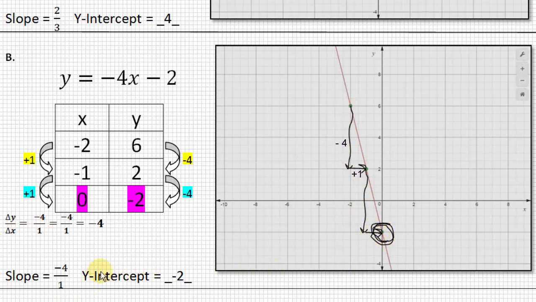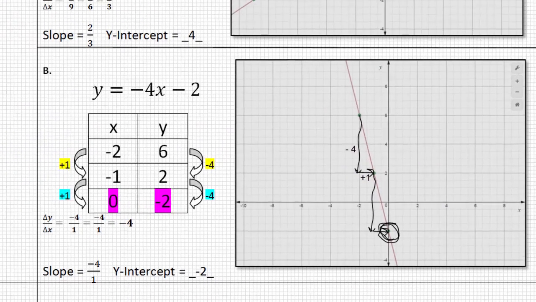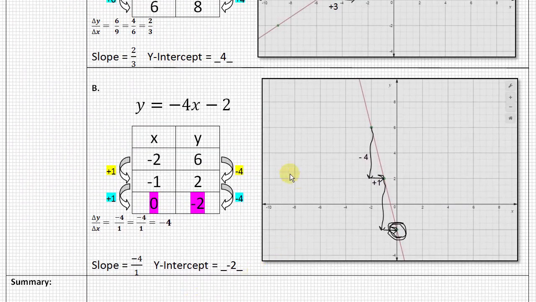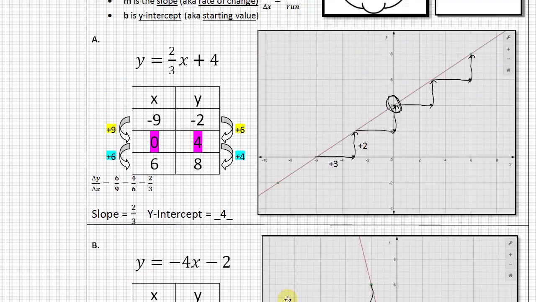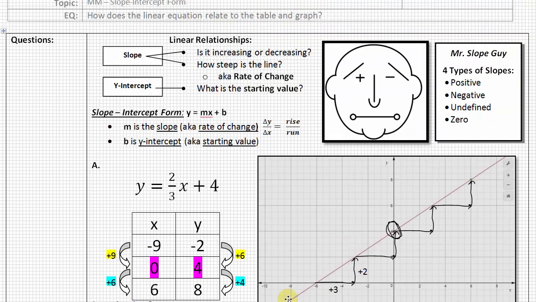So hopefully we're starting to see those connections in these three views. How to identify that slope and y-intercept in the equation, the table, and the graph. And that's going to complete our video today on slope-intercept form. And so please make sure that your notes are complete, that you have all of this filled in. We're going to want to refer to this and work with it more as we explore linear relationships in class.